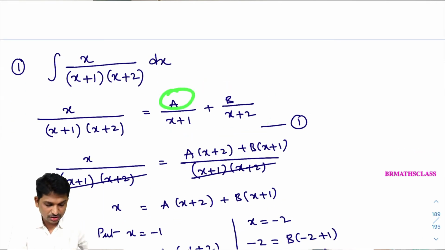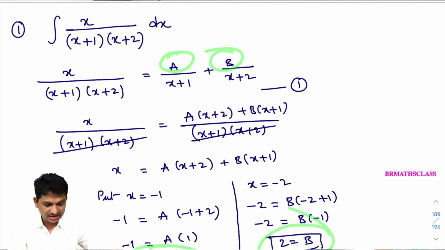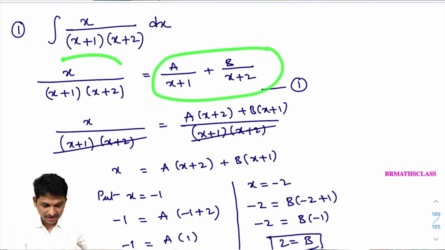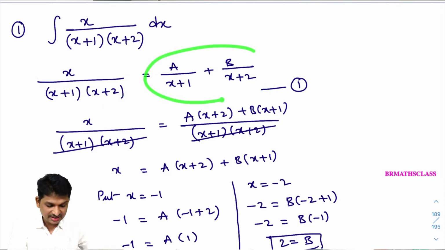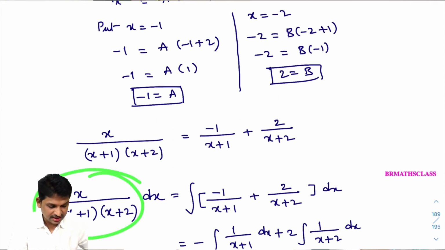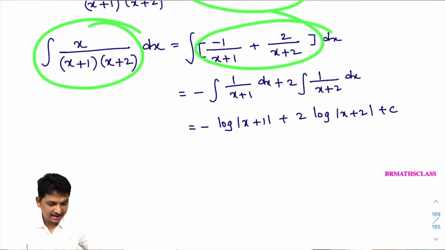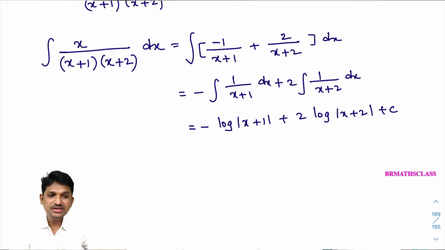Now I'll find the values of a and b. Once I get the values of a and b, I'll substitute them in this equation only. Then integrating is very easy, right? So look here, this I want to integrate. This is the same as that, and I integrated it easily and got the answer. How easy it is. Type 1 problems are very easy in integration by using partial fractions.